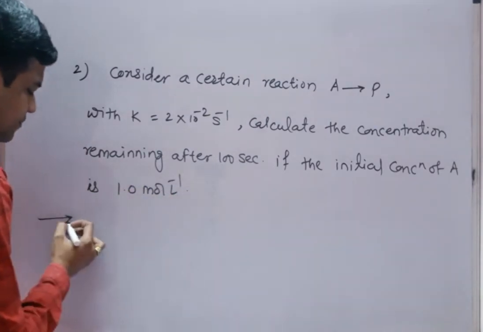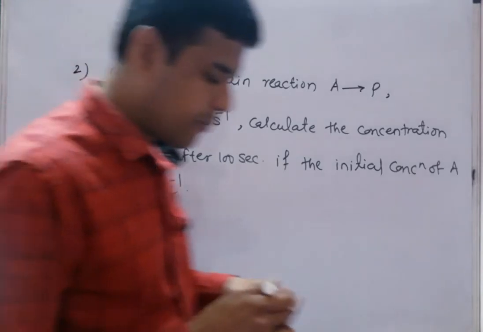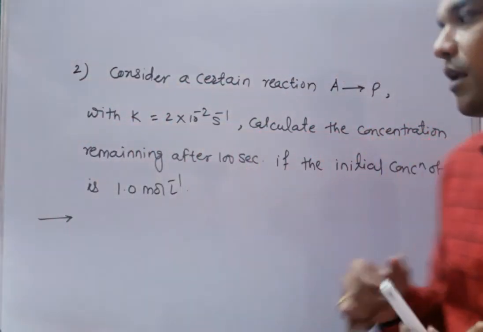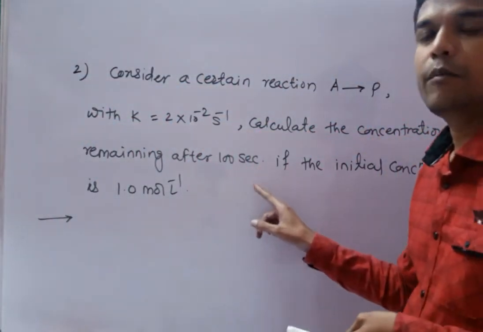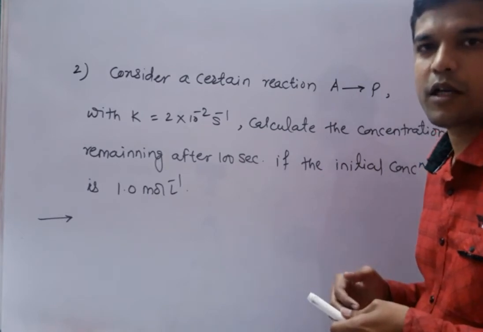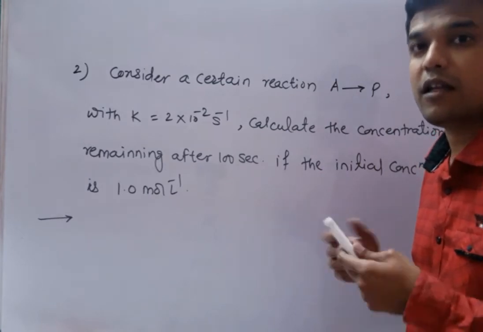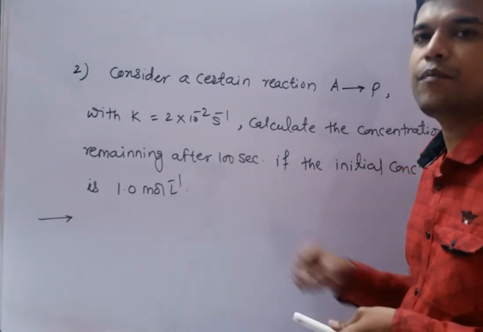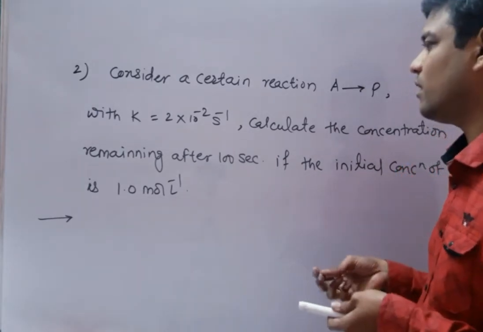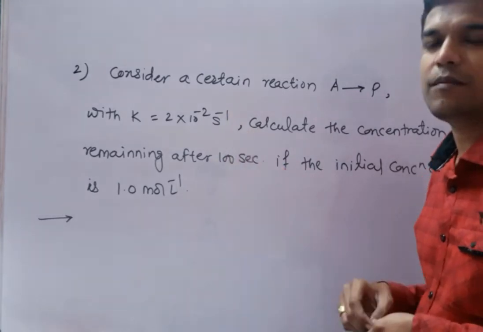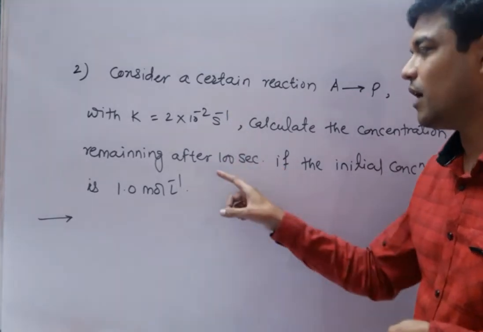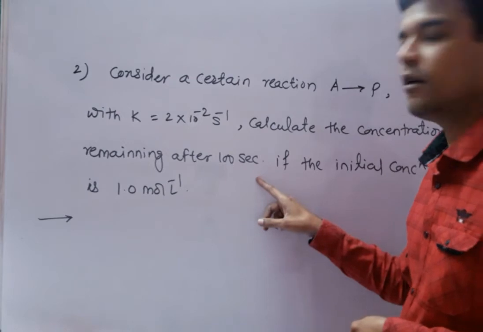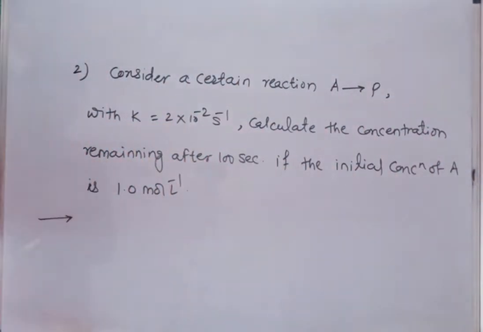Now see here, what is asked? Concentration of A remaining after 100 seconds means AT is asked. Okay, what we have to calculate here? AT. A0 is given, initial concentration 1 mole per liter. K value is also given, that is 2 into 10 to the power minus 2 per second, and time is also given, 100 seconds. Okay, so write down first the given data.